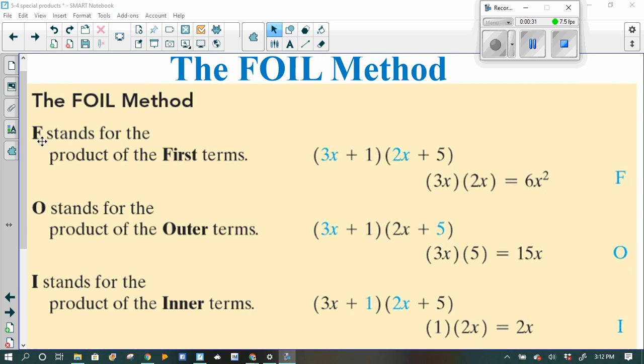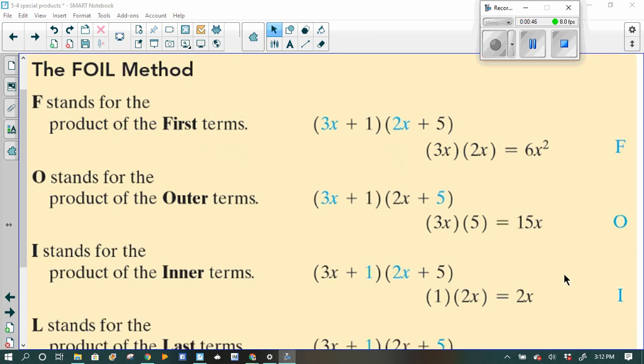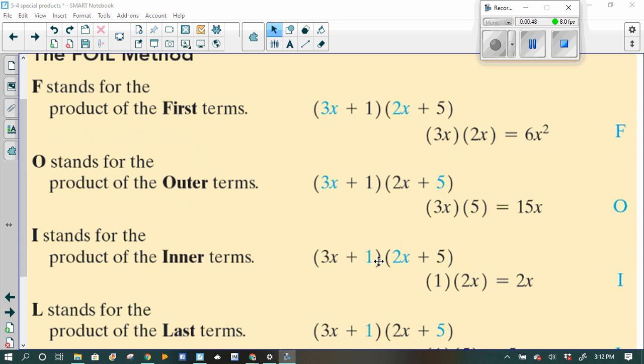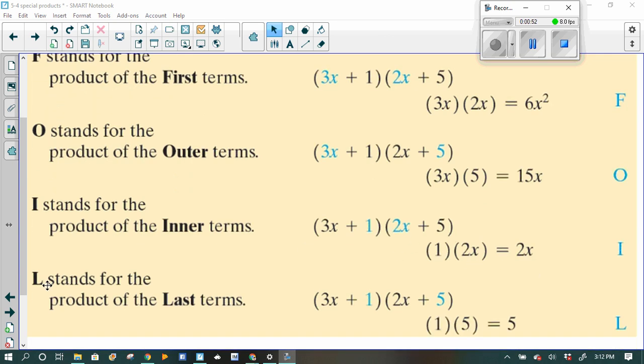So the FOIL method, F is first. So the first terms, so you take the 3x and the 2x because those are the first terms of each binomial. You multiply those and you get your answer. O is for outside, so you take the two outside pieces, so 3x and 5, 15x. I is for inside, so you take the two inside pieces, so 1 times 2x. And then L is for last, which is the last pieces of each binomial, so 1 and 5.